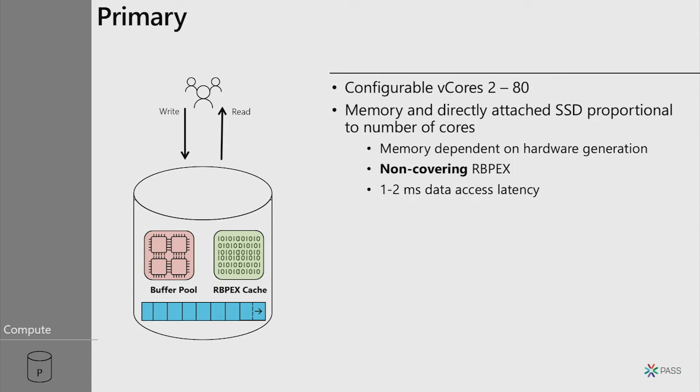Then for RBPEX, since it's local SSD, your latency is 0 to 2 milliseconds. I put 1 to 2 milliseconds to be conservative, but it's 0 to 2 milliseconds unless you're hitting the IOPS limit, which gets you throttled, which we'll talk about in a second, right? All read-write workloads go to the primary, and readable workloads can be scaled out across the secondary.